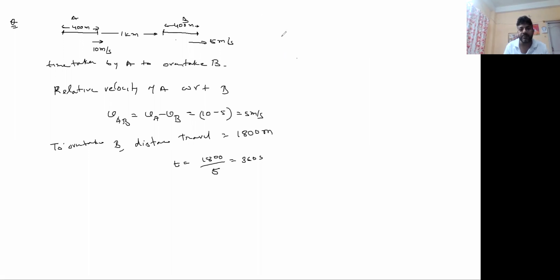Same question, suppose given A is a train, B is a train. The speed of A is 10 meter per second. Speed of B is 5 meter per second, but they are in opposite directions. This distance is 1 kilometer. This is 400 meter. And this is also 400 meter. Now tell me how much distance travels to overtake.